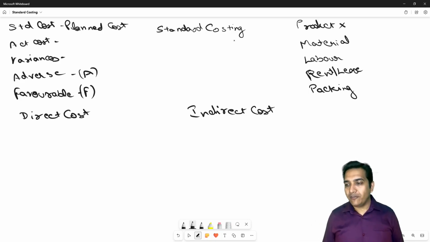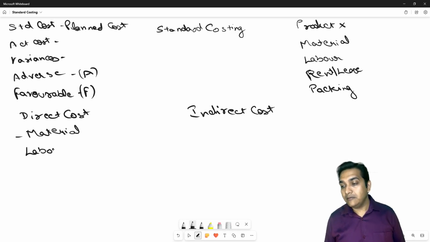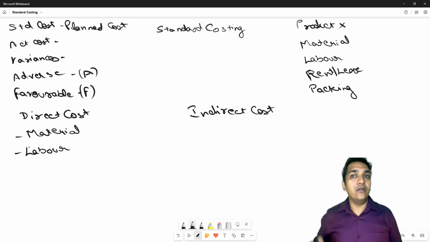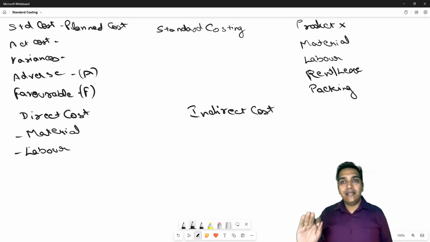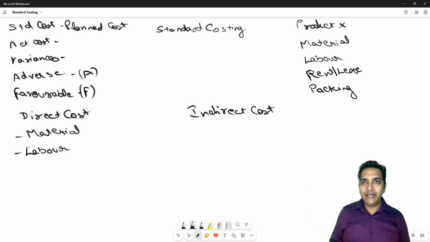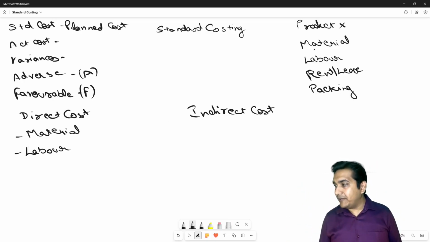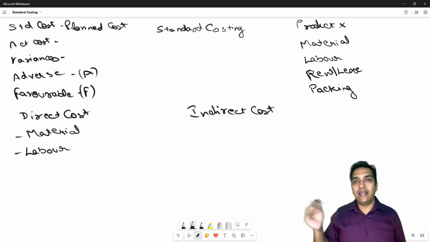So examples of direct cost would be material, without which I cannot even manufacture the product, and labor. There are other direct costs also which are involved. However, for our understanding, let us stick to these two costs, right? Then we have talked about material and labor. What about rent and packing?